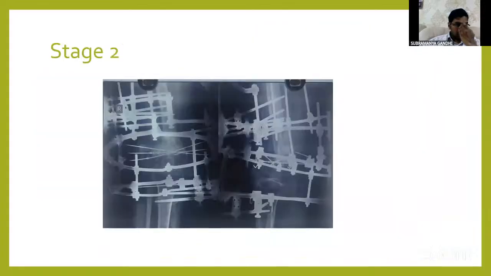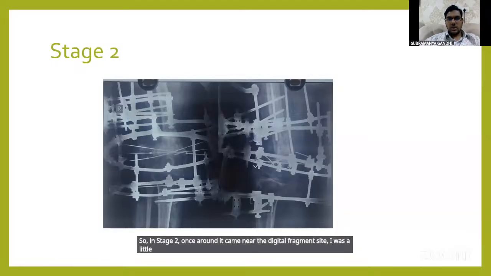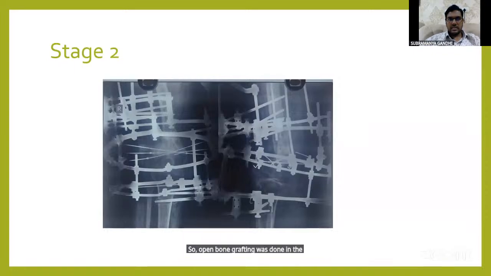So in stage 2, once it came near the distal fragment site, I was a little skeptical. Since multiple surgeries had already been done, I didn't want to go that way. Since the segment is only around 5 centimeters, I went in for an open bone grafting in this case. I didn't want to take chances further. So open bone grafting was done in the distal femur area in stage 2.